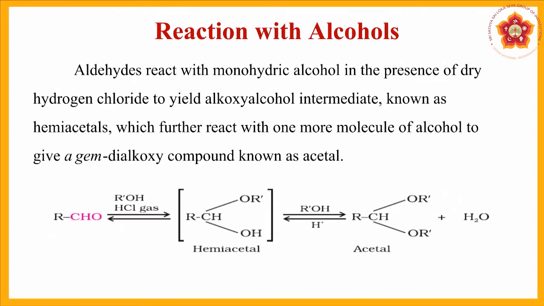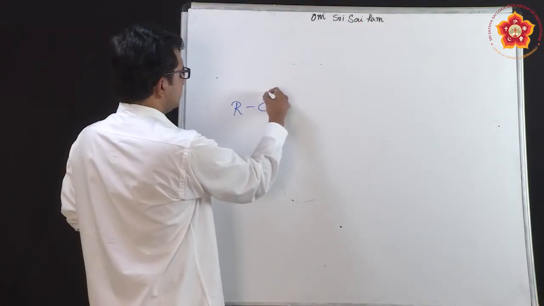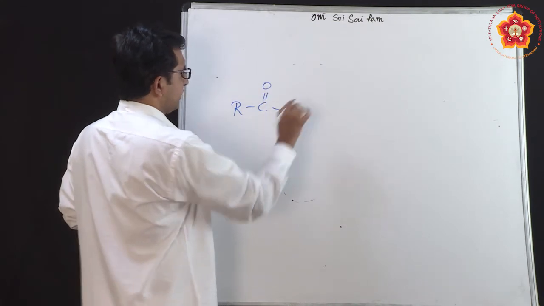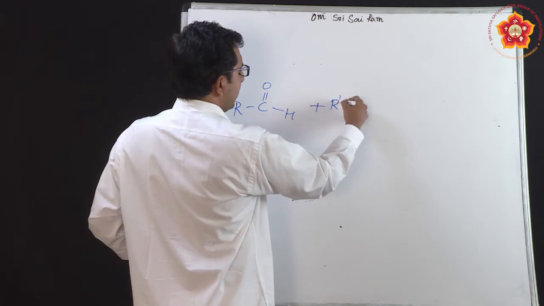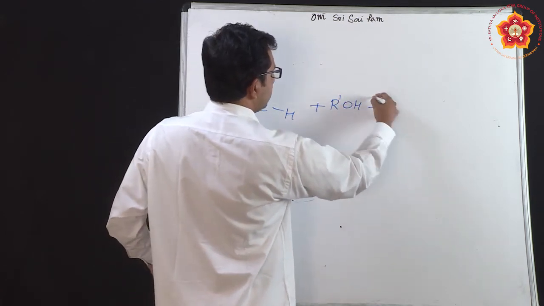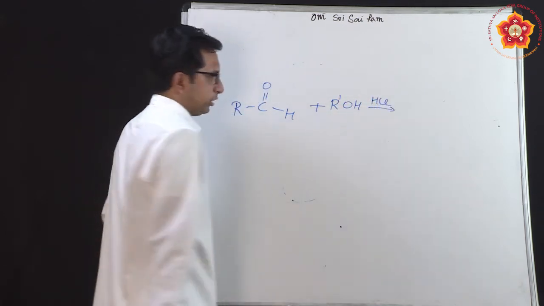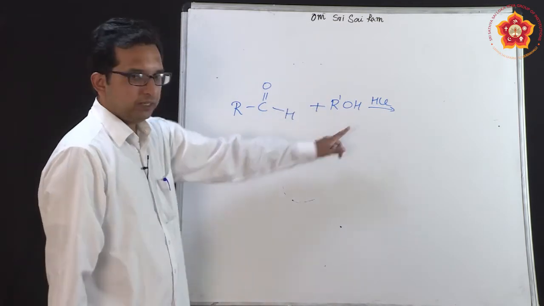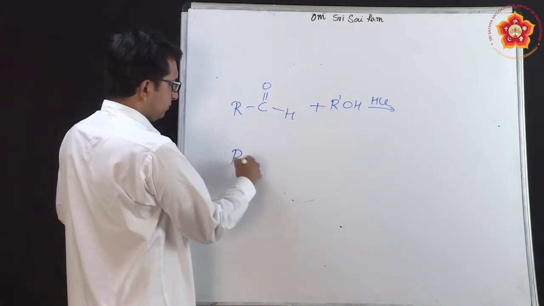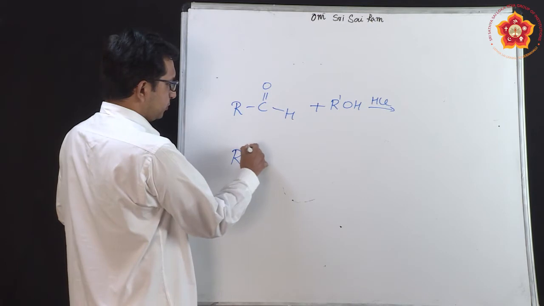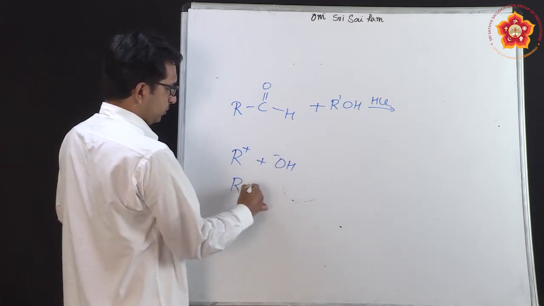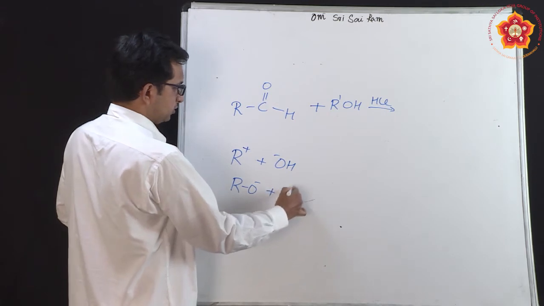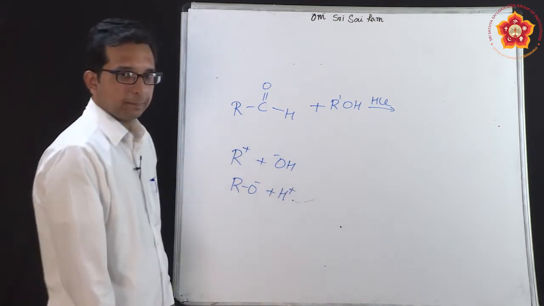So, what happens in these types of reactions is, suppose we consider aldehydes, because these are reactive systems, and this is reacting with an alcohol in the presence of HCl gas. This is important. Now, alcohol, we know, can either split as R plus and OH minus, or it can split as RO minus and H plus. Both these possibilities are there.